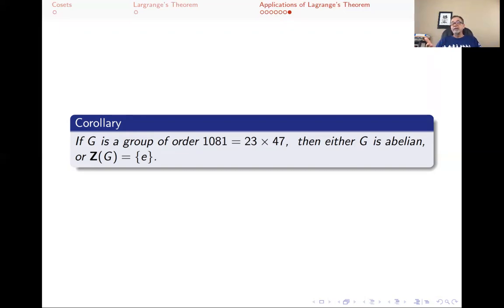We certainly know an abelian group of order 1081. We know a cyclic group of order 1081, which is abelian, Z mod 1081Z. So certainly it's possible for G to be abelian. To see whether or not it's possible for the center to be identity, you would need to construct an example, and that is possible in this case. But I'm not going to do that right now. We will do that in a much later lecture.